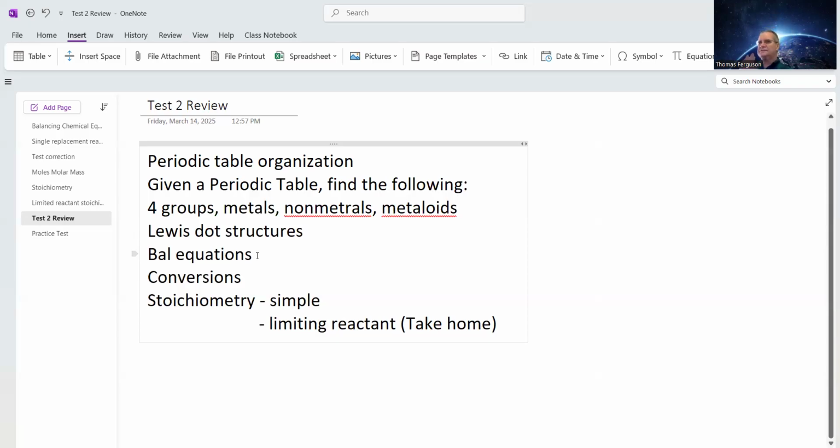Okay, then balancing equations. I'll give you an equation to balance. And simple conversions, like going from 4 grams of water, how many molecules is that? Those kinds of questions. Then stoichiometry is going to be gram to gram, gram to liter, liter to gram. And I'll give you the unbalanced equation. So assume all equations in this class are not balanced.